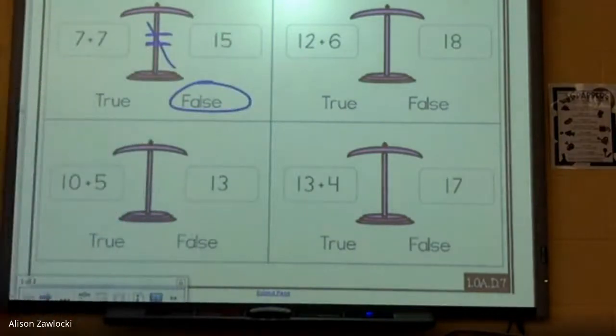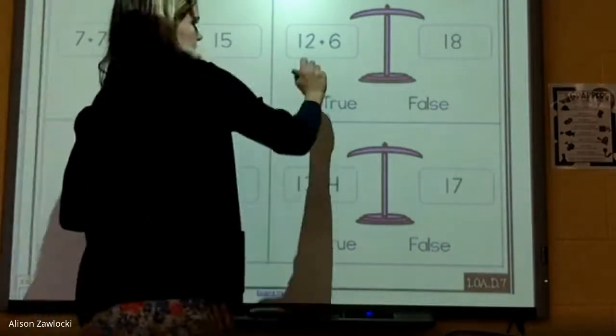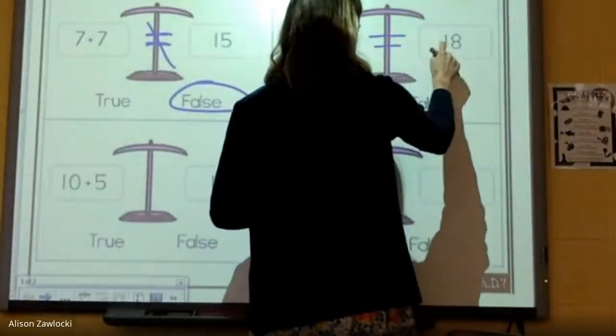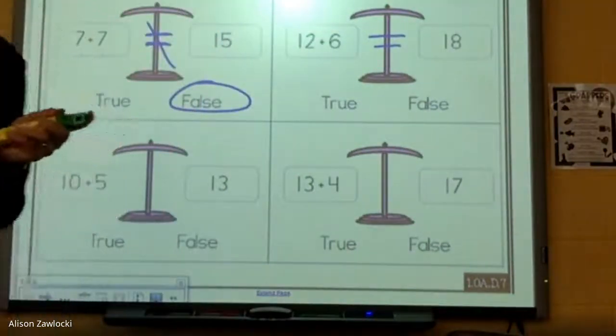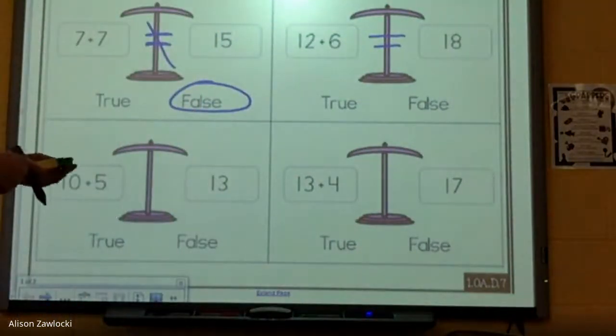So I have 12. I'd like you to go ahead and write that. 12 plus 6 equals 18. And we're going to determine if that equal sign is true or false. Just because I'm writing an equal sign doesn't mean I think that it equals. We're going to see if it's true or false.